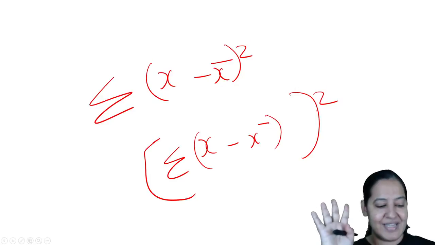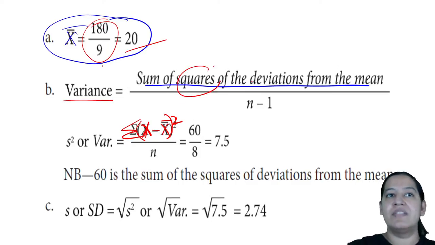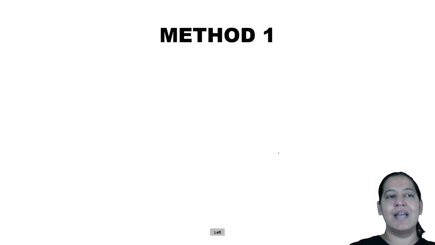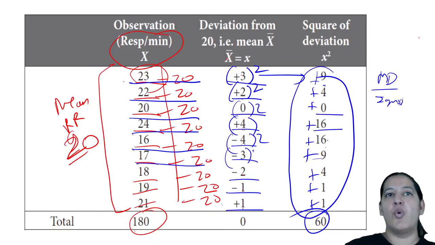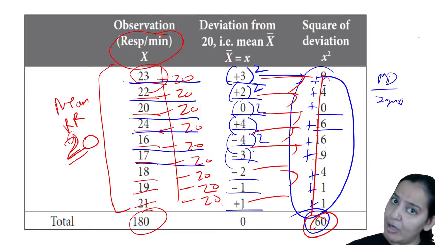What I am telling you, are you getting it? So this is the thing I am telling you. First do the square, then do the summation. So here in the example, you can see you have done the squares. These are the squares. First you are doing the squares and then you are adding all the squares. Then you are doing the summation.